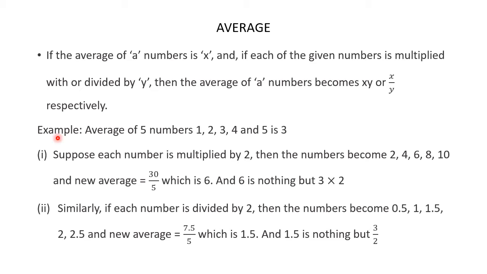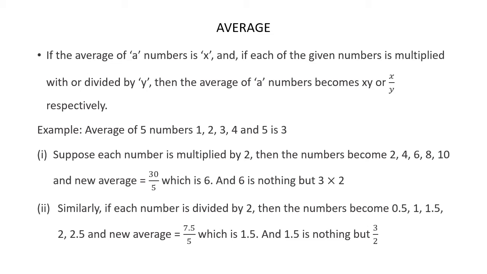Let's understand this with an example. Average of 5 numbers 1, 2, 3, 4 and 5 is 3. Suppose each number is multiplied by 2, then the numbers become 2, 4, 6, 8 and 10. And the new average is 30 divided by 5, because the sum of these numbers is 30 and there are 5 numbers here. Average is nothing but sum of items divided by number of items. So average is 30 divided by 5 here, which is 6, and 6 is nothing but 3 multiplied by 2.